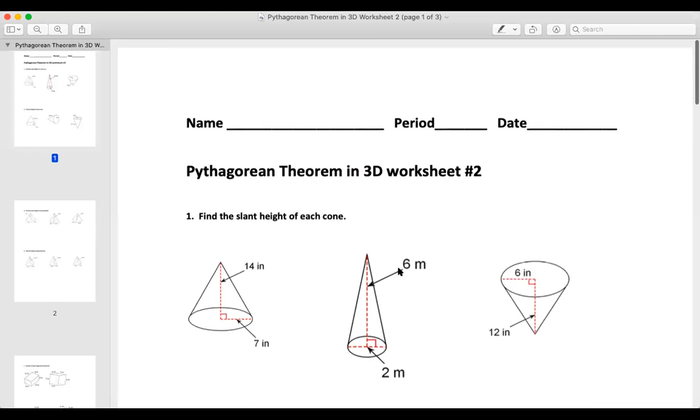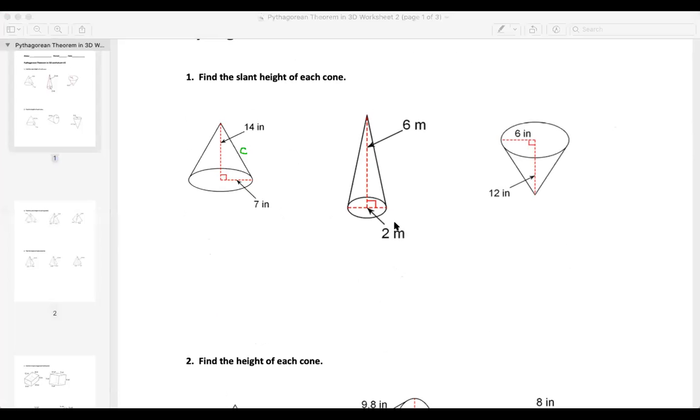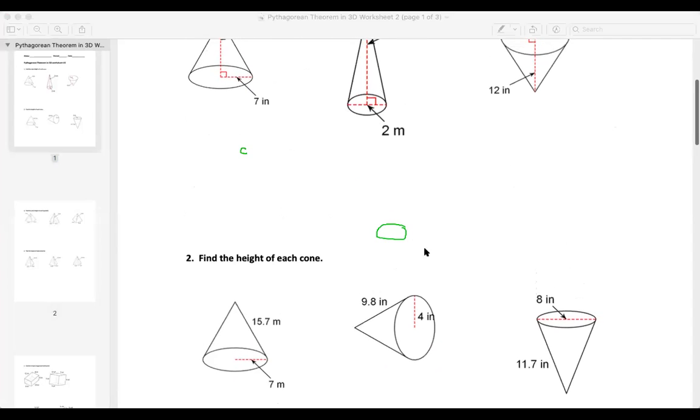There, that's better. All right, so on these two, we're finding the slant height of each. So no big deal. Remember, this would be your C value right here. Notice here, I have the diameter. So you have to change that to a radius.